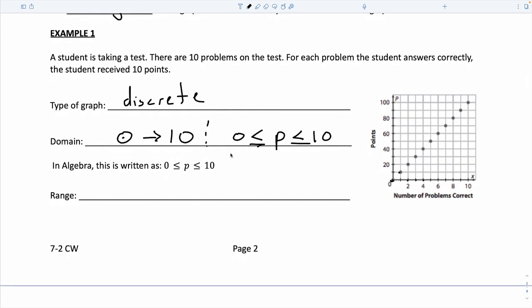The range is all of the points on the y value. So you can go between 0 points to 100. You can't get more. Your range would be written like this. It has to be bigger than or equal to 0. You're not going to score less than 0 on a test. But it has to be less than or equal to 100. No extra credit points offered.